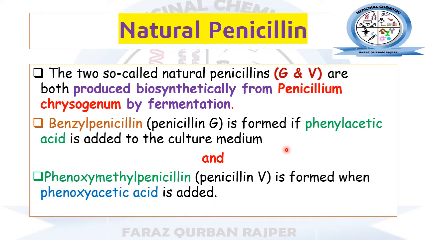There is another example of natural penicillin, that is penicillin V. Penicillin V can also be named phenoxymethyl penicillin due to the presence of the phenoxymethyl moiety at the 6-acyl amino side chain. If we are going to target the production of penicillin V, then we must introduce phenoxyacetic acid into our culture media of Penicillium chrysogenum.